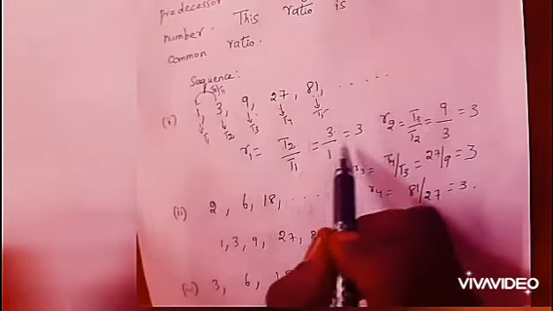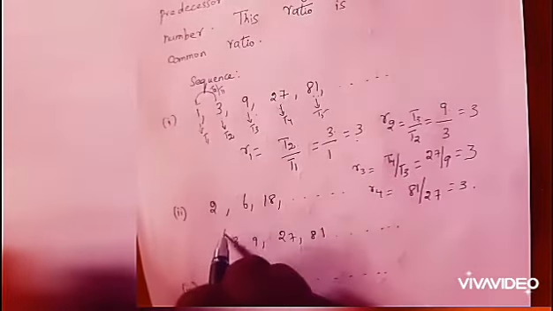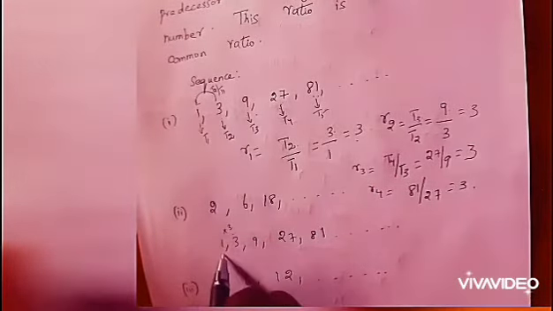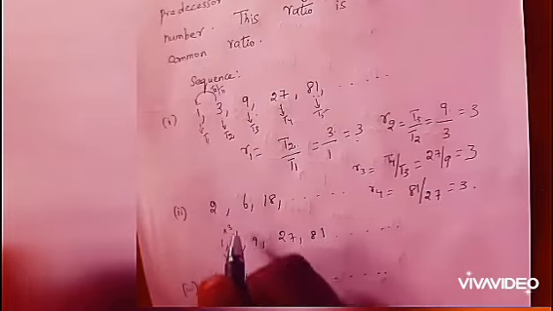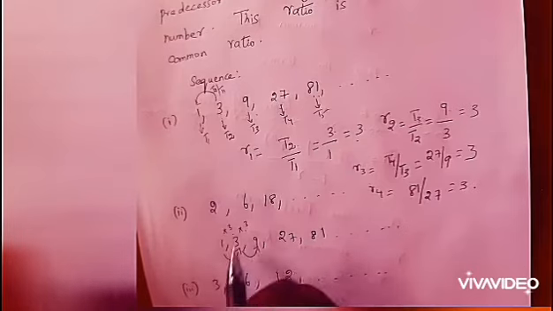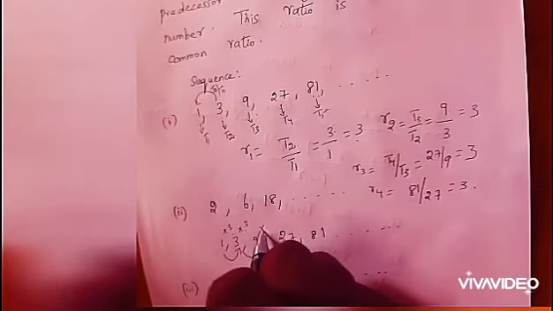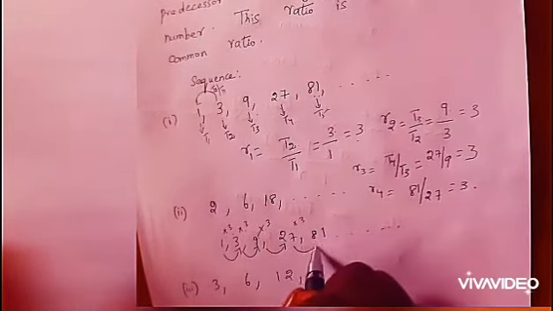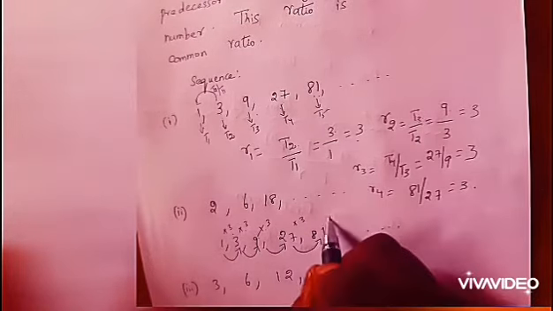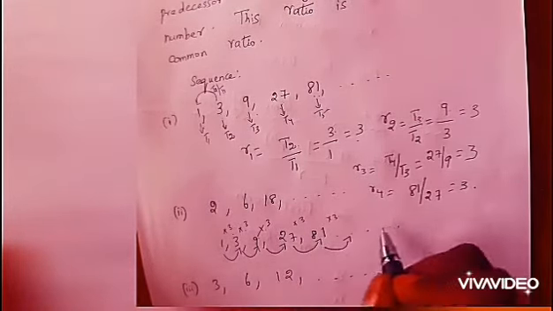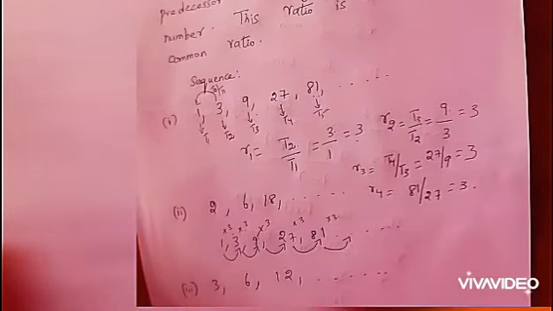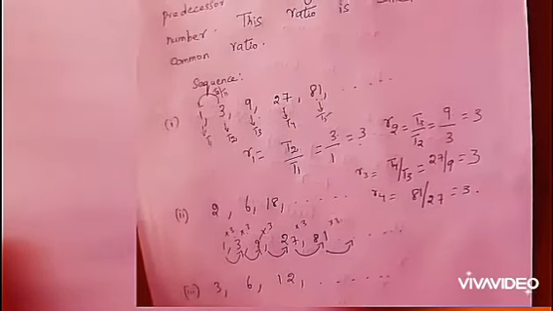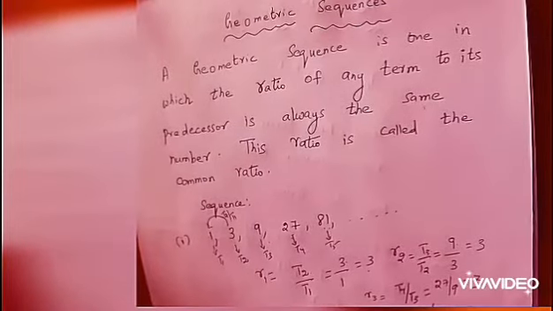So what is the common ratio we got? The common ratio is 3. If I multiply 1 times 3, I get the second term, 3. If I multiply the second term by 3, 3 threes are 9, I get the third term. Similarly, if I multiply the third term by 3, 9 threes are 27. Same way, 27 times 3, I get 81. Similarly, 81 times 3, I get the next term, and it goes on. So this is called a geometric progression or geometric sequence.